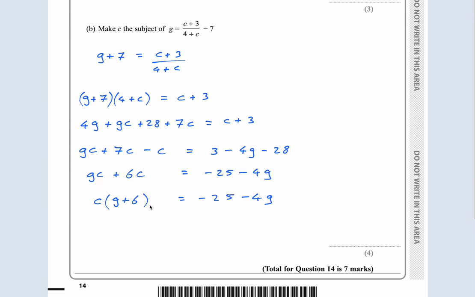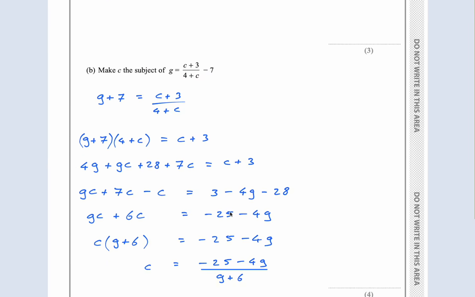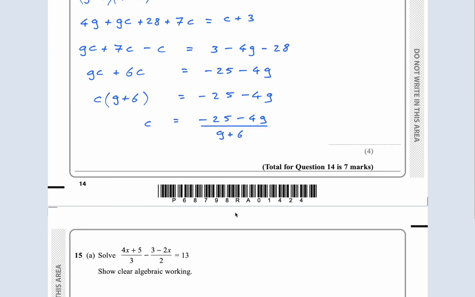And finally, to get C on its own, I divide. So it's minus 25 minus 4G all over G plus 6. And that, guys, is the right answer. Okay, that is question 14.